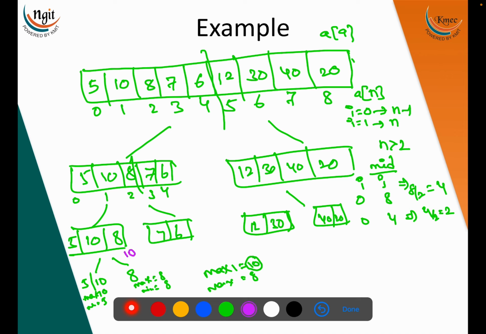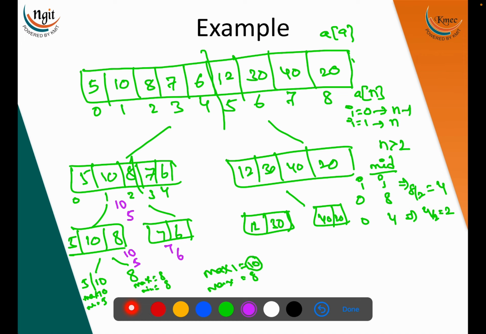Here maximum is 10 and the minimum value is what? 5. And from this list, I am getting maximum is 7, minimum is 6. Again, I am combining these two lists. Now this time, maximum is 10 and maximum 1 is 7. So, we will be comparing it up to the top. 10 will be maximum, minimum will be 5.